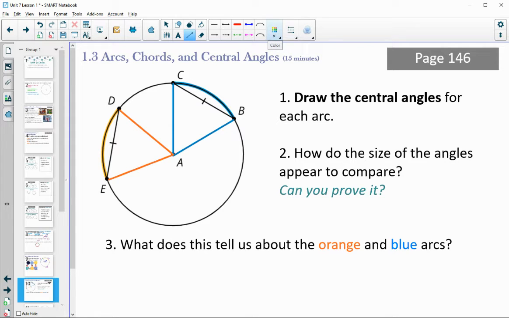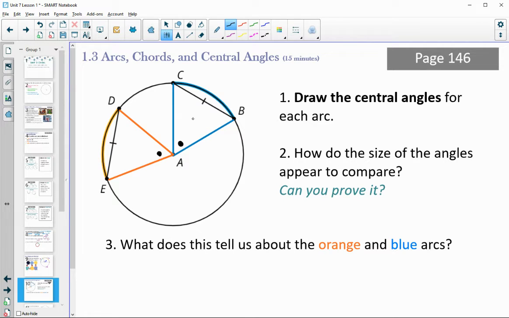What does it look like the relationship is, or the size of these angles? So hopefully when we're looking at it, it looks like they're pretty much the same size. So could we prove that they're the same size? If we could prove that these two triangles were equal, then that would prove to us that this angle is the same as this angle.